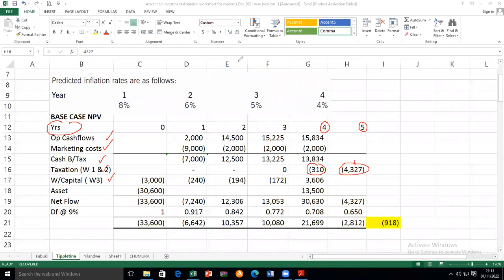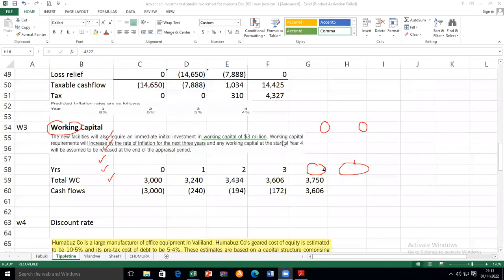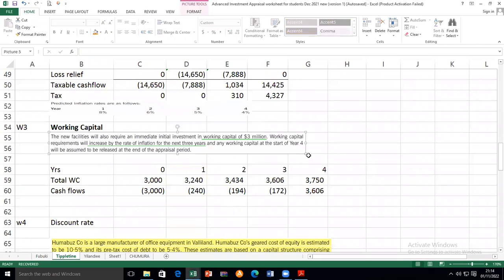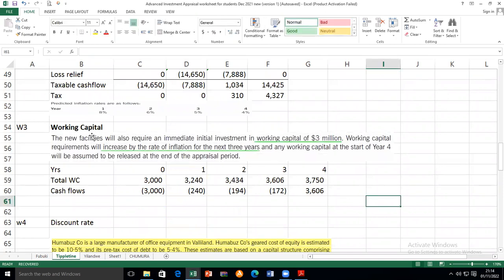What of working capital? Working capital is quite interesting here. What do we mean? Let's revisit working capital together. The new facilities will also require an immediate initial investment in working capital of 3 million. So 3 million immediately. Working capital requirements will increase by rate of inflation for the next 3 years.